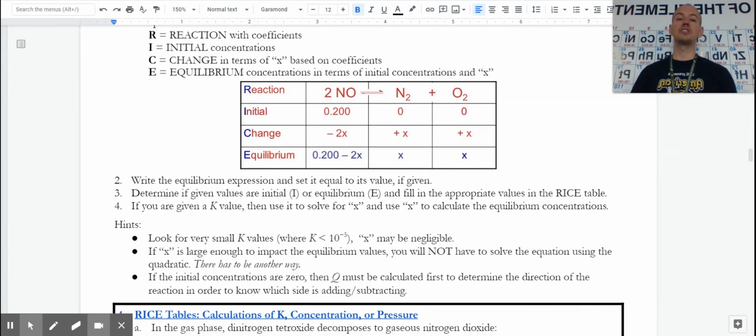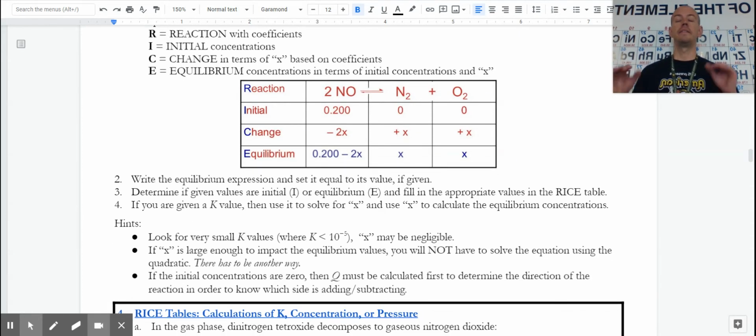So once you've got your RICE table set up, you are writing everything that you know in there. You're paying close attention to your coefficients for the change row. You're figuring out what you know and what you don't.